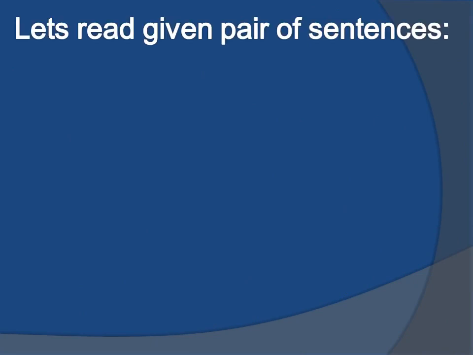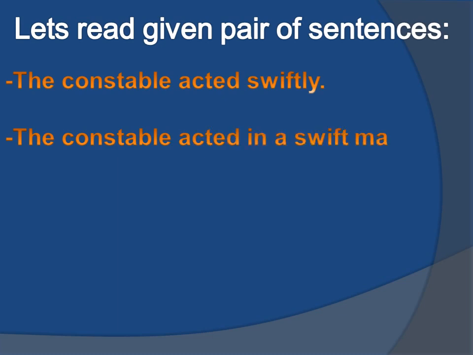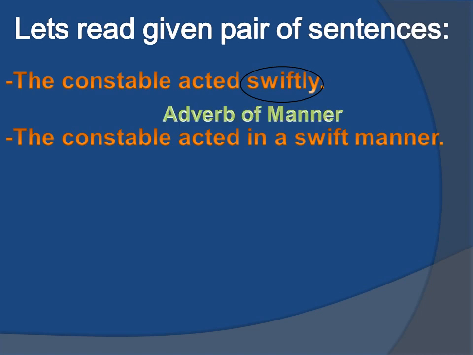Let's read given pair of sentences to understand adverb phrases more clearly. The constable acted swiftly. In the second sentence, the constable acted in a swift manner. Swiftly is an adverb of manner for the verb acted. In the next sentence, in a swift manner is an adverb phrase.